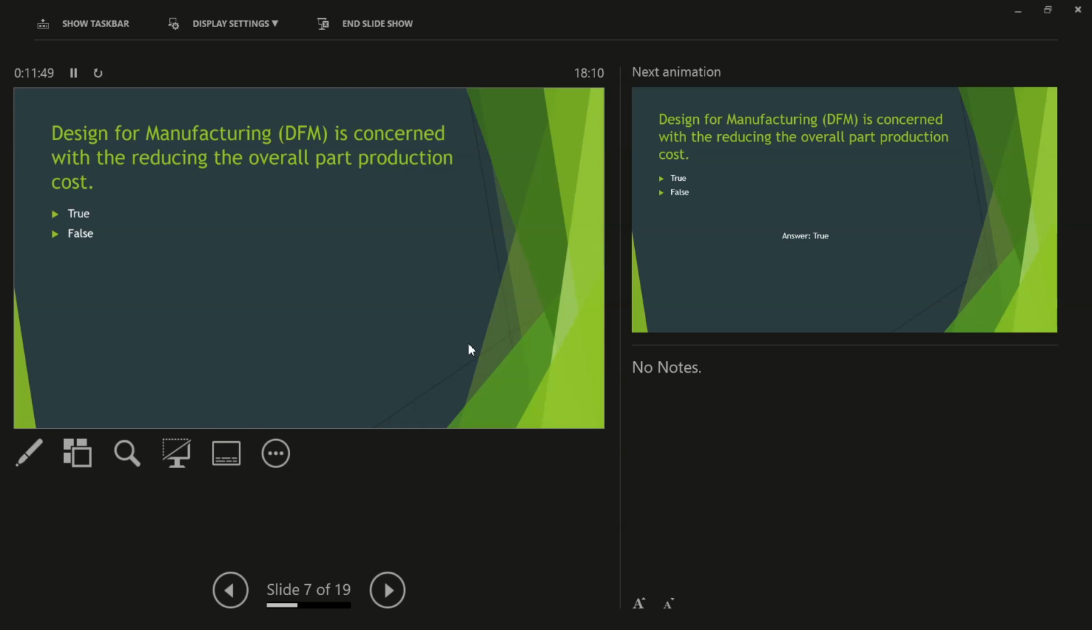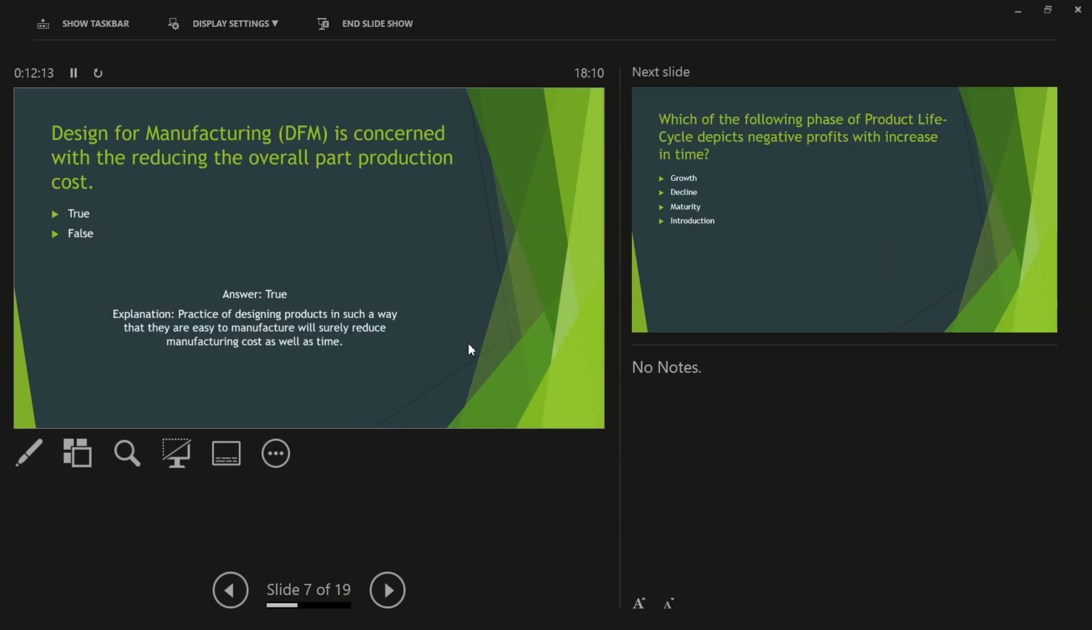Coming on to design for manufacturing: whether it is concerned with reducing the cost of overall production or not. What do you understand by design for manufacturing? It is true. The main motive for using design for manufacturing is that when we are developing the product, it should be easy to manufacture, basically reducing the cost as well as the time. That is why this design for manufacturing process is used.